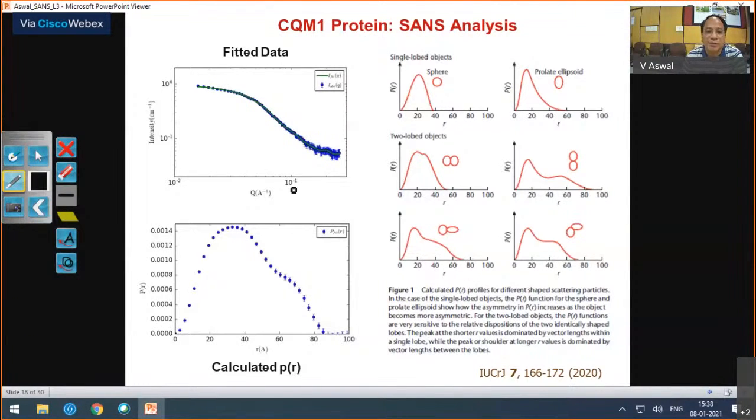And then to know what is the structure of this protein, because one good thing about small angle neutron scattering is that you measure samples in the native condition. And this is the P of R calculated for this scattering pattern. So you can see there is an additional hump in the P of R at higher R. And what does this mean actually?